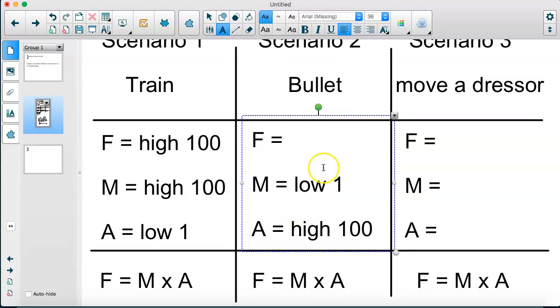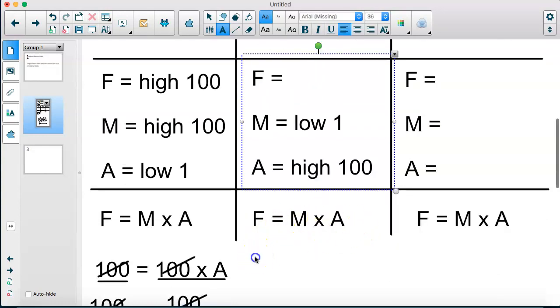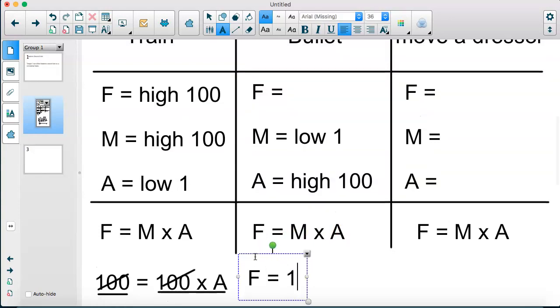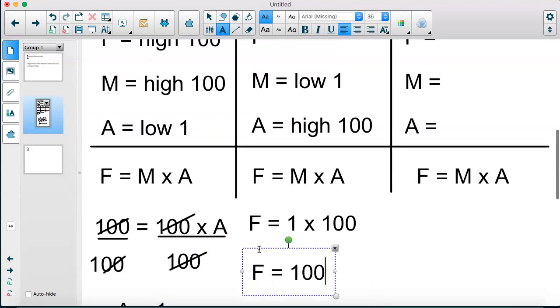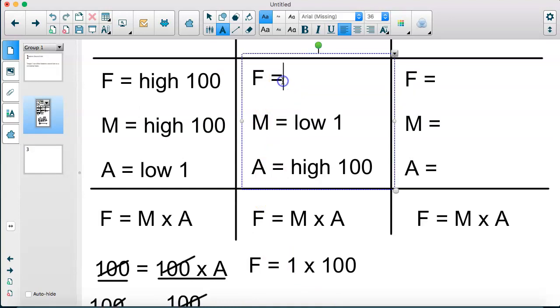Okay, so if it has a low mass and a high acceleration, what would we expect the force to be? Well, think about it in terms of the equation, right? We don't really know what F equals right now. But if we know that the mass is low and the acceleration is high, how does that affect our force? Yeah, our force is also going to be a big number, because 1 times 100 is still 100. So our force is high.